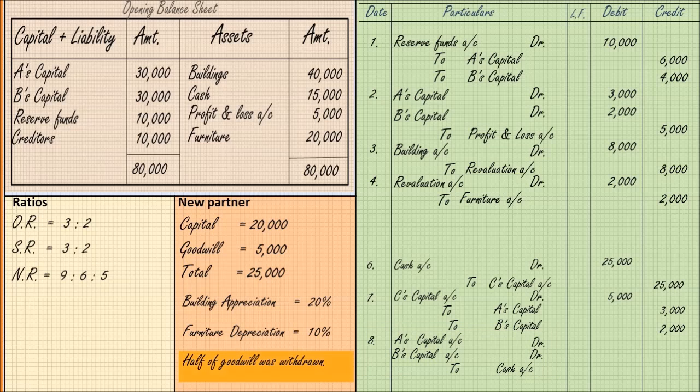So how much money have they taken? Half of the goodwill. A has got 3,000. It means A has withdrawn rupees 1,500. So A's capital account debit 1,500. In the same way, B has got rupees 2,000 as goodwill and he is going to withdraw half the amount. It means 1,000 rupees. So B's capital account debit 1,000 rupees, to cash 2,500. So this will be the journal entry of drawings. So now all journal entries are finished.